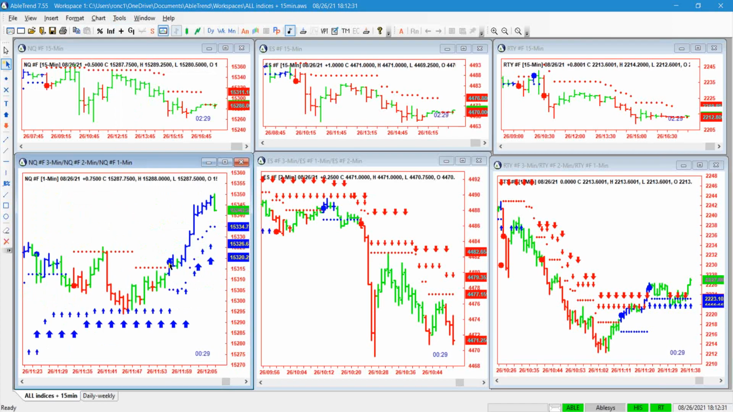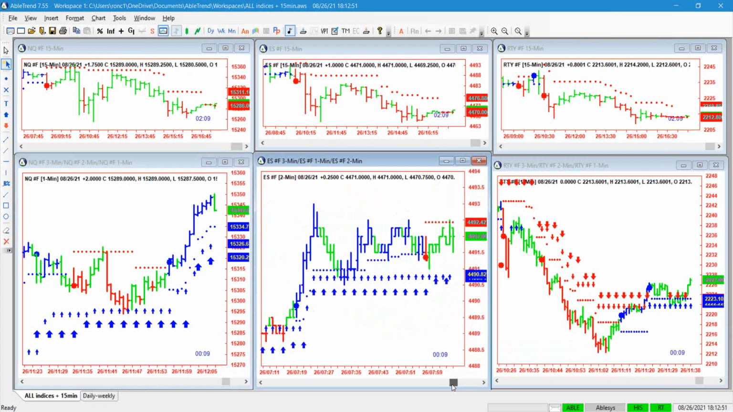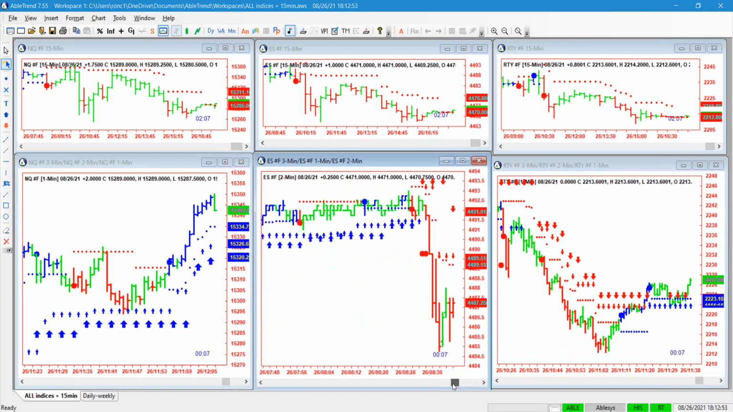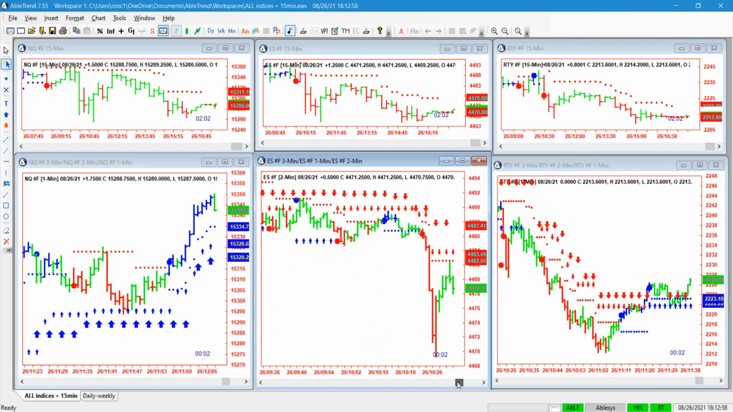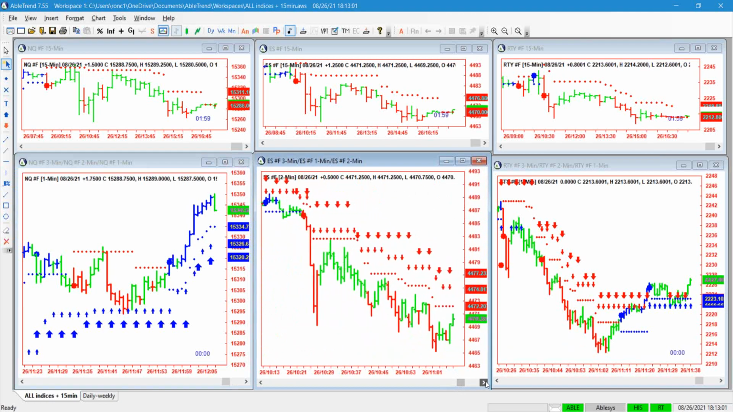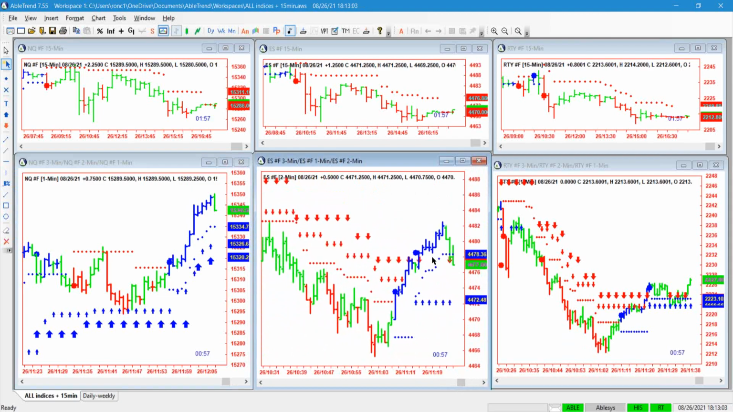Triple confirmation, obvious. AbleTrend's triple confirmation buy signal. Short blue bar, I like that. Above the red dots, I like that. 1 minute buy signal, the dot. 2 minute buy signal, the small arrow. 3 minute buy signal, the big blue arrow. That's powerful now. Triple agreement. Look at the ES at that time. ES liked it also. So we're going to go in.